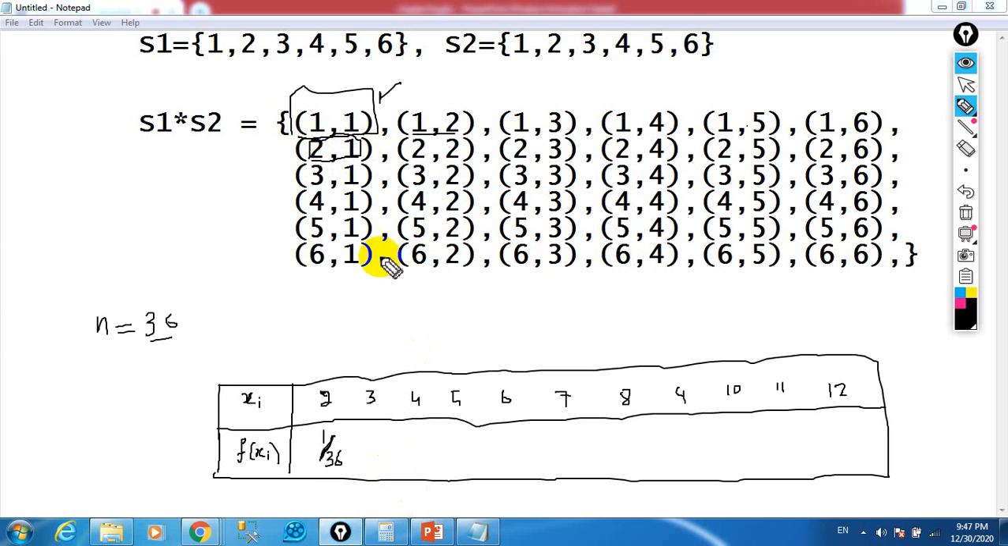So when we are adding this, the answer will be 3. So now the only two sample points we have.